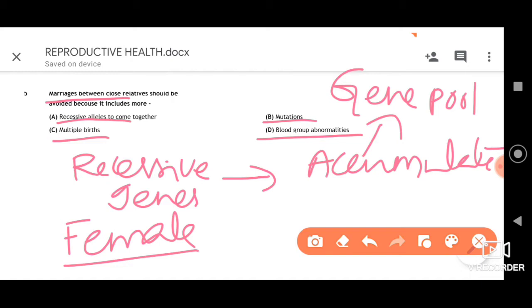So the right answer which you can go for here is what? Recessive alleles come together in the gene pool when close relatives marry each other, when consanguineous marriage occurs. So the answer is A, please go for it.